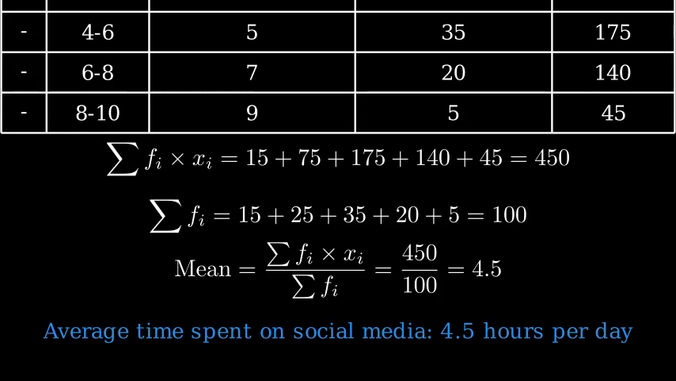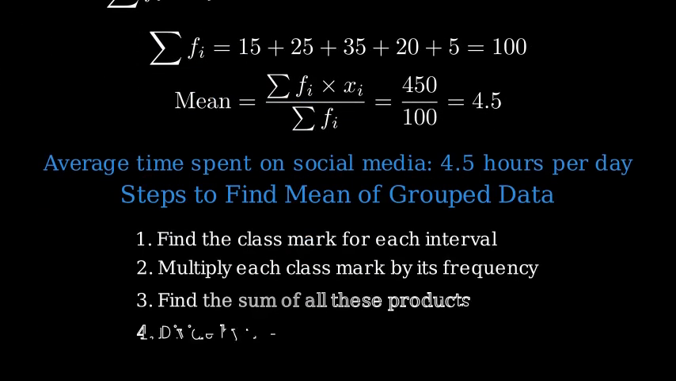To summarize, finding the mean of group data involves these key steps. 1. Find the class mark for each interval. 2. Multiply each class mark by its frequency. 3. Find the sum of all these products. 4. Divide by the total frequency. This method allows us to estimate the mean when we only have grouped data rather than individual data points.